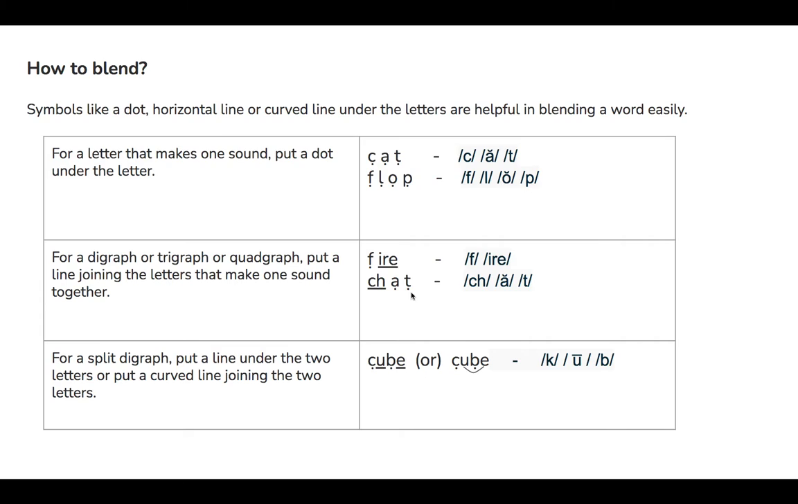Similarly, chat, ch, a, t, chat. Here these two letters represent one sound, so we put a line joining the two letters, and here we put a dot because it corresponds to one sound. For a split digraph, you could put a line under the two letters or put a curved line joining the two letters. For example, cube, c, u, b, cube. Here u and e make one sound together, so we are putting a curved line joining these two letters.